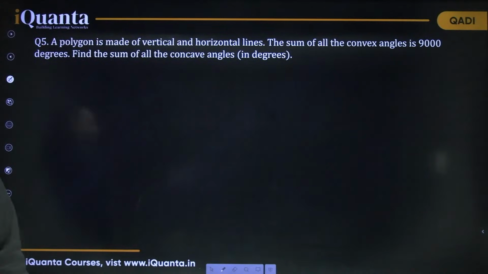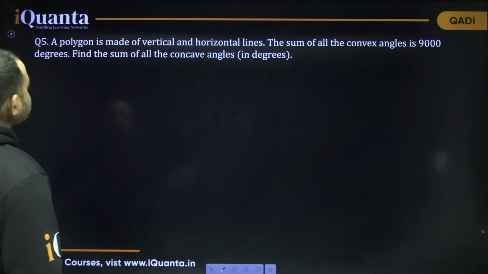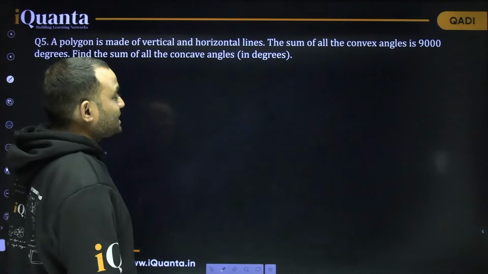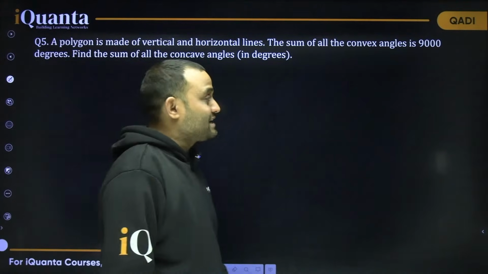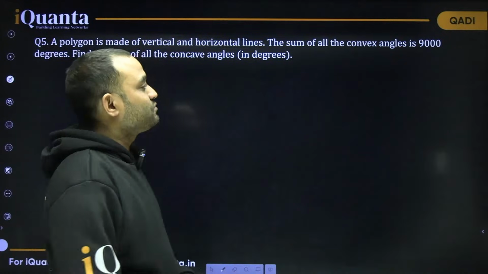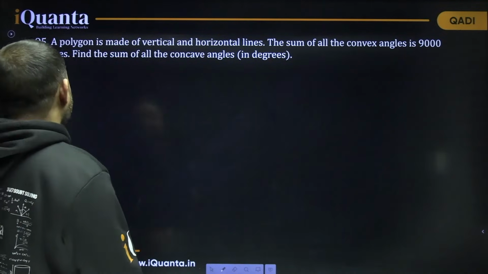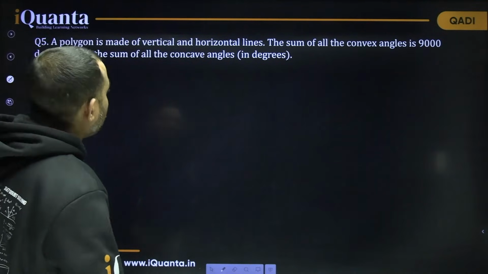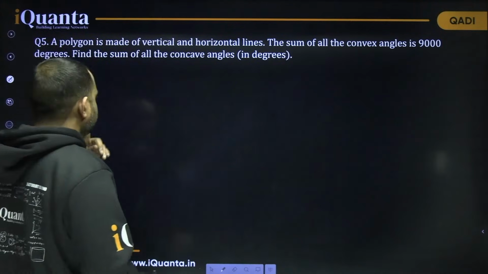25,920. Yes, that is correct. A polygon is made of vertical and horizontal lines. The sum of all the convex angles, meaning all the angles which are less than 180 degrees, is 9,000 degrees. Find the sum of all concave angles.